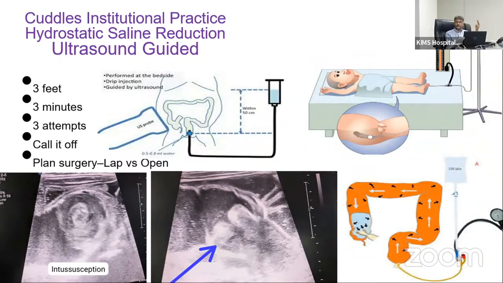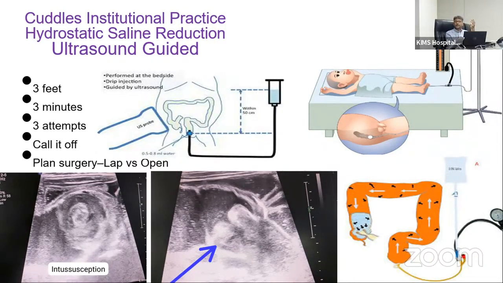Each time we give a trial of 3 minutes only, ideally, and like this we can give 3 trials. So we'll give a hydrostatic reduction for 3 minutes, and then we'll wait until the baby is ready to cope again, and then we'll give a second trial, and again a third trial.